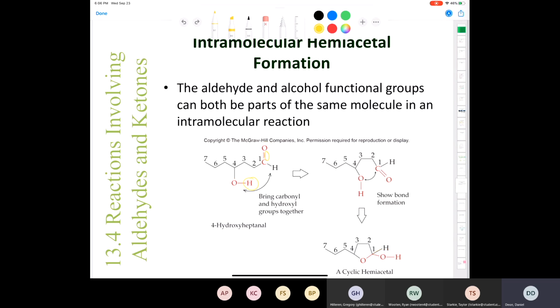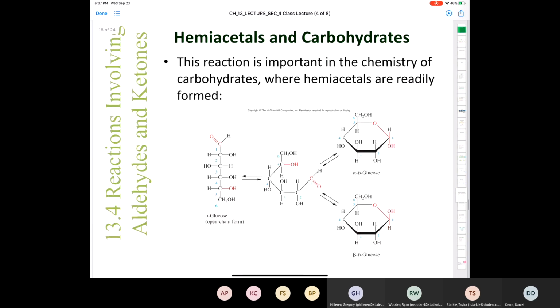And as I told you, in the carbohydrates chapter, we're going to look at hemiacetals, and they will all be cyclic hemiacetals. And so this same kind of thing can happen in a molecule like glucose, for example. We get intramolecular hemiacetal formation. Here's a picture of what goes on. It says here that this reaction is important in the chemistry of carbohydrates, where hemiacetals are readily formed.